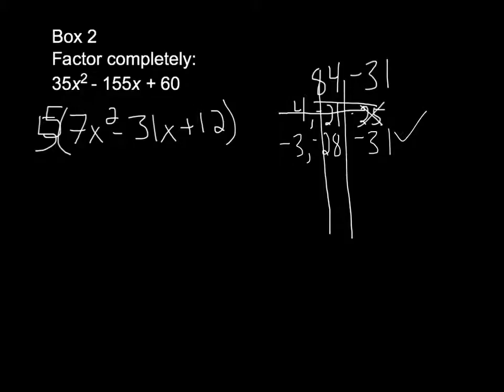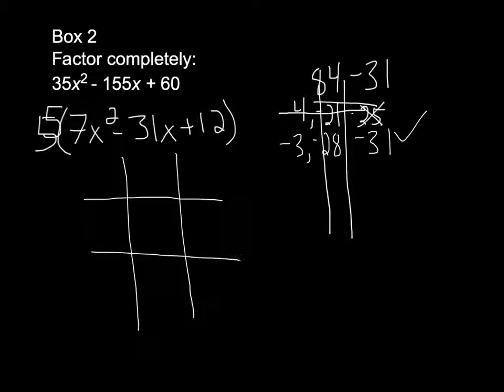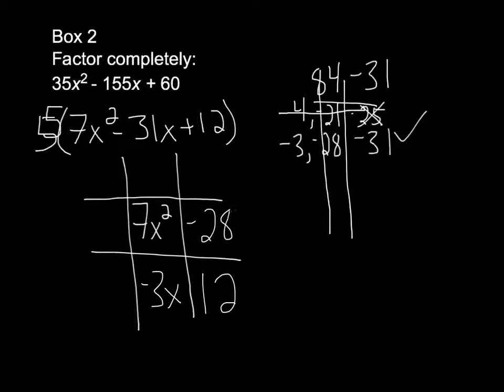So, ready to make our Cardoso square. You make your little tic-tac-toe board. And in the middle here, I'm going to put 7x squared. The bottom right, don't forget, use this number here, not 84. We're going to use 12. And put my two factors in the corners here, negative 3x and negative 28x.